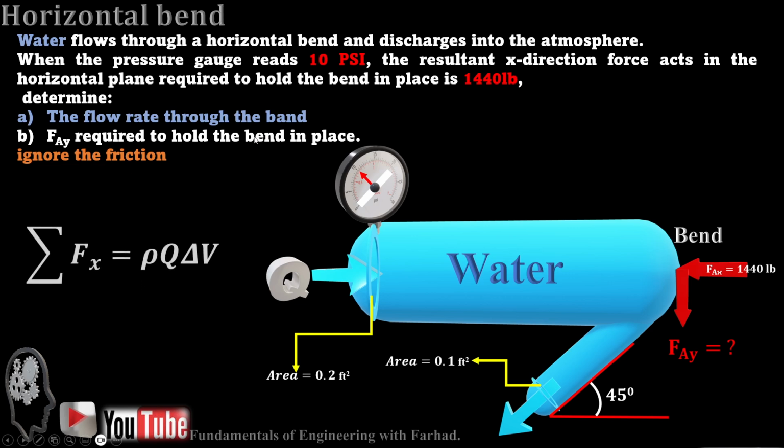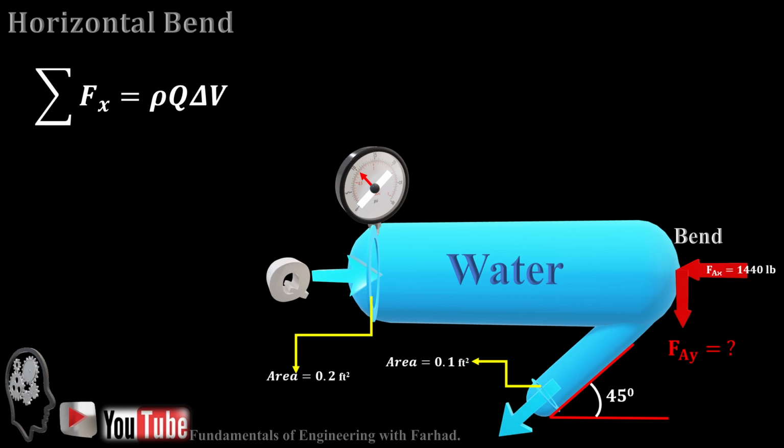Ignore the friction. First of all, we need to jot down the momentum equation in the x direction. The summation of forces in the x direction is equal to rho Q delta V: density of water times the discharge times the difference between the velocity coming into the bend and the velocity going out of the bend. V1, the velocity at cross section one, is discharge over the area. Likewise V2, the velocity at which water leaves the bend, is also discharge over the area, both provided in feet squared.